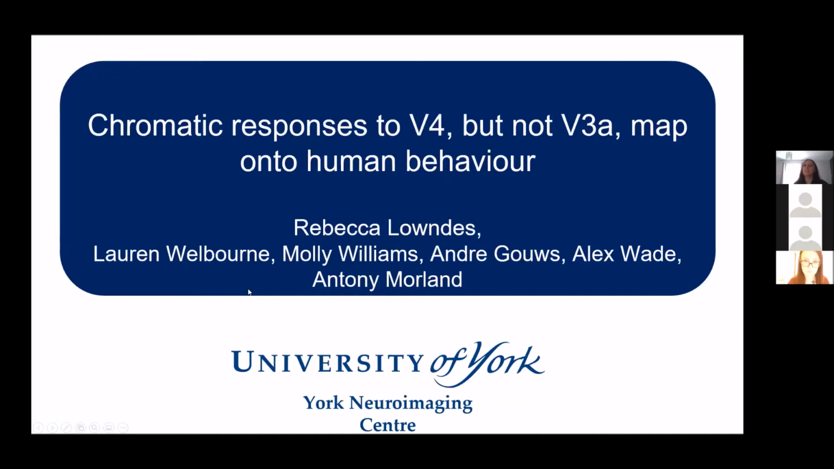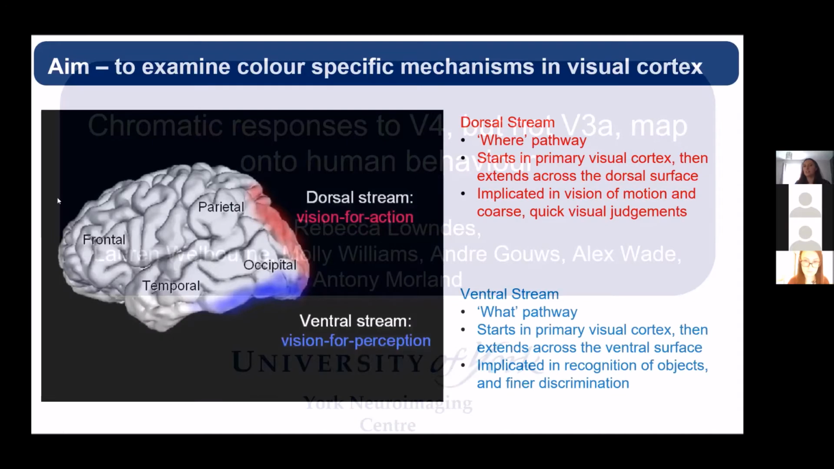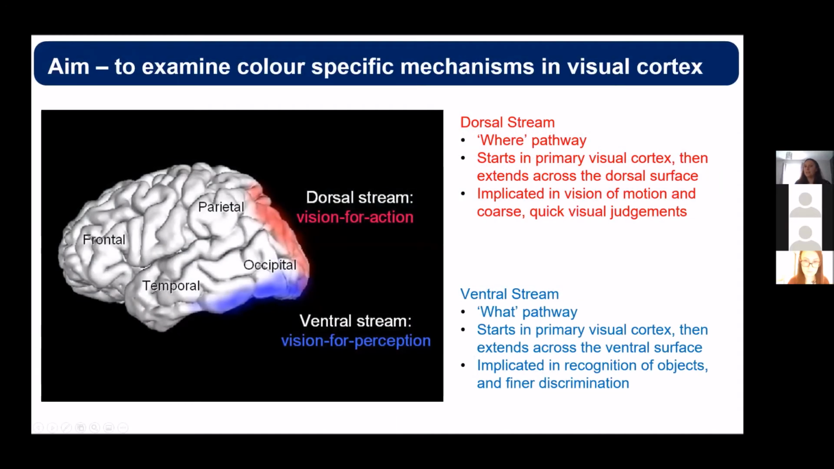Chromatic responses to V4 but not V3A map onto human behaviour. So, as I said in the title, I'm going to look at V4 and V3A using fMRI techniques and their response to chromatic and achromatic stimuli. So firstly, what are these areas?